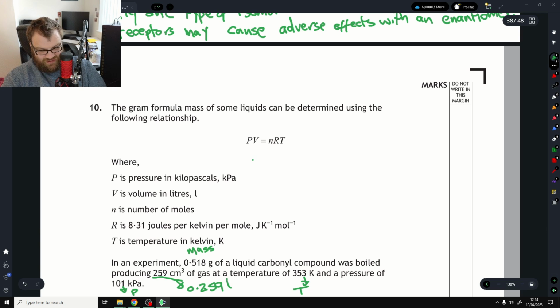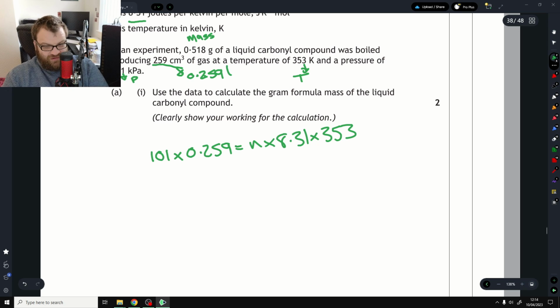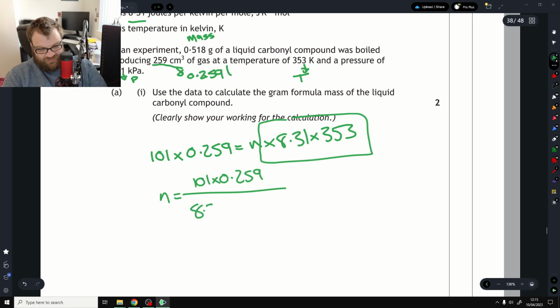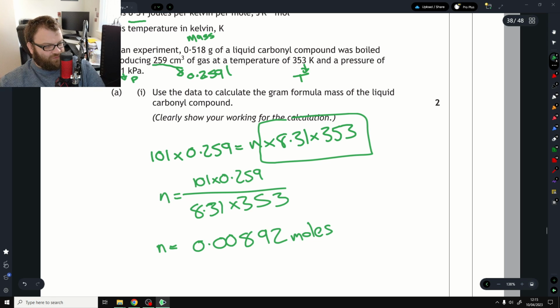Let's plug this in. We have 101 times 0.259 equals n, which I'm presuming is what we're working out, times R, which it says here is 8.31. Plug that in, times temperature, which is 353. Rearranging this, well, we want to get rid of the times by those two numbers. That will move across and become divide. So rearranging it, we get n equals 101 times 0.259 over 8.31 times 353. You could work them out individually, or I'm just going to make my calculator do all the work for me. So that tells us the number of moles that we have got within this question.